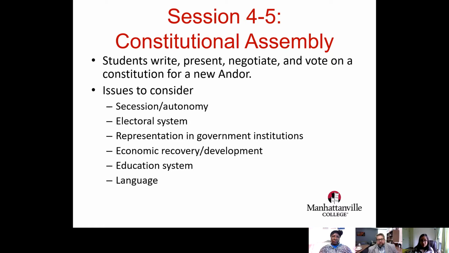So the first thing to vote on is secession and autonomy, right? Like, are the Myronians going to be a different state? Are they going to have autonomy, or are they just going to be any other state? We talk about electoral system. A little bit, not as much. But next semester I'm teaching Intro to Comparative, so I want to do this more. We talk about representation in government institutions. How do we kind of balance this out? How do we make sure each group is represented? We talk about economic recovery, development, education system, and language is always a really important one because Myronians speak a different tongue, right? And especially when we're studying in conflict-related classes, so many movements in post-colonial countries started because of language. So they present their ideas, they negotiate each point, and then we have a final vote.